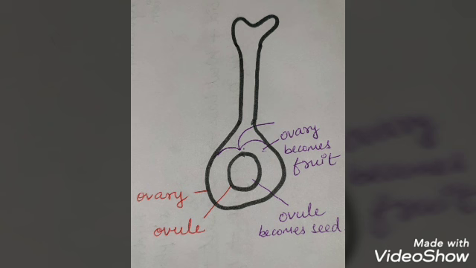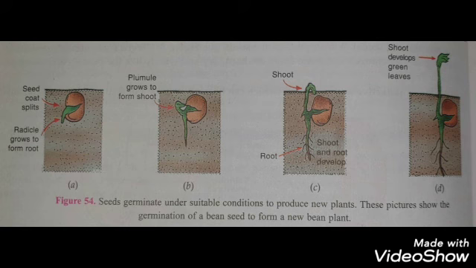After the process of fertilization, the ovary will develop into the fruit and the ovule will develop into the seed. The seeds obtained from a plant are usually very dry. In this dry state, the seeds can remain alive but inactive for long periods. They are said to be dormant.